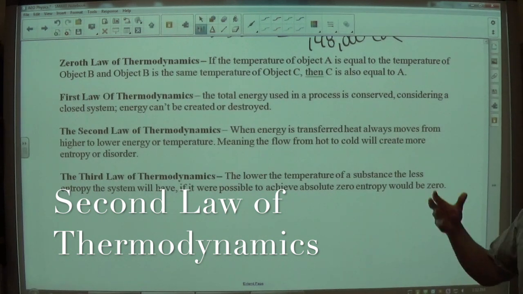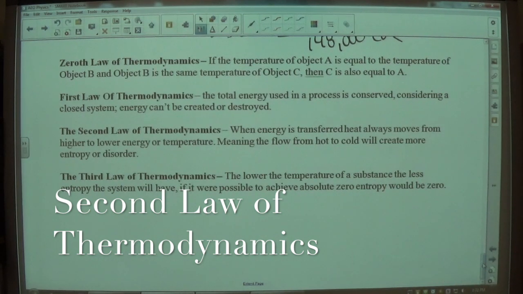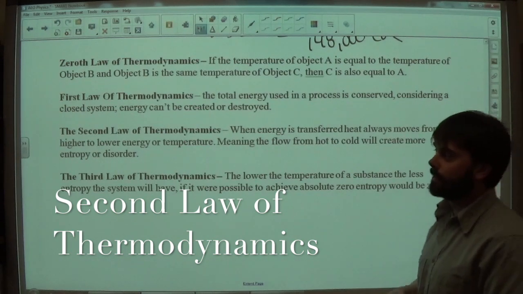Second law of thermodynamics: when energy is transformed, heat always moves from a higher energy to a lower energy, or hot to cold, high temp to low temp, meaning the flow from hot to cold will create more entropy or disorder.